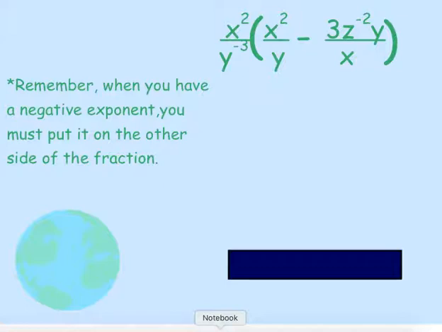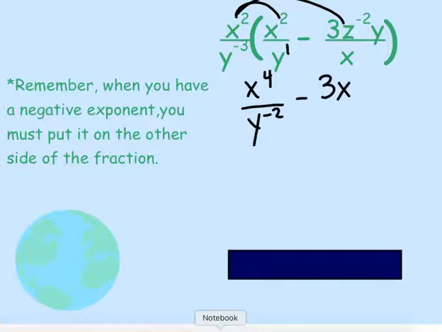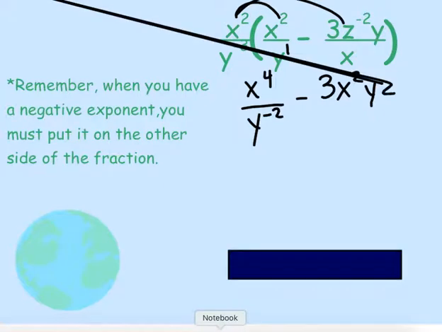All right, let's try this one. Now we're looking at some things that have negative exponents. That's okay. I'm going to distribute first and then simplify those negative exponents. So I get x to the fourth over y to the negative second. Remember, when we're multiplying, we add. We have a 1 here. Minus 3x squared y z to the negative second over x y.